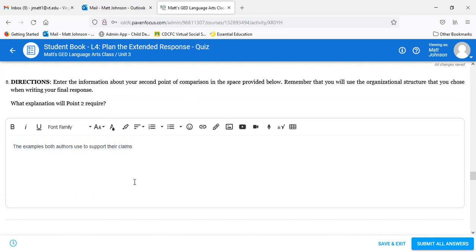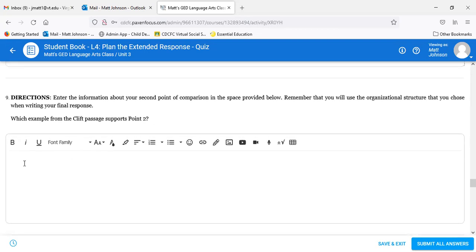And that would be how you start your second paragraph. Your explanation, you would have an introductory statement there. In both passages, the authors offer examples in support of their claims. And you probably see what's coming here. So which example from Clift's passage supports point 2? What example could we use when it comes to reasons given? I'm going to throw this out to you guys now. What does Clift use for her reasons?